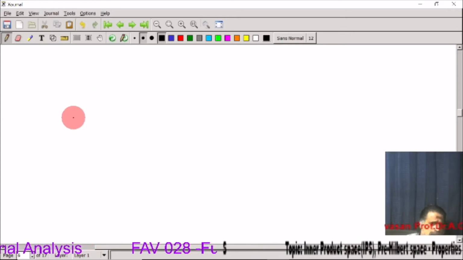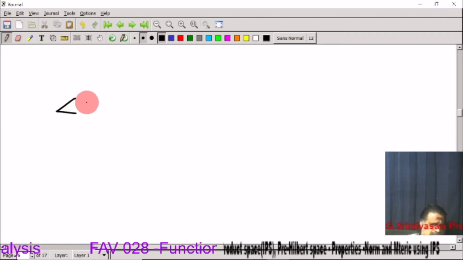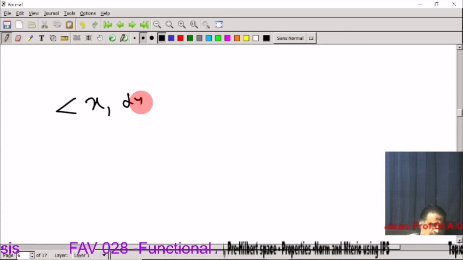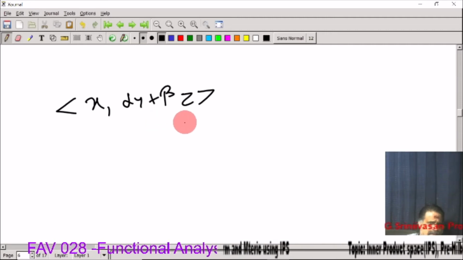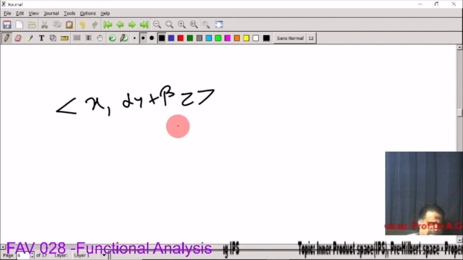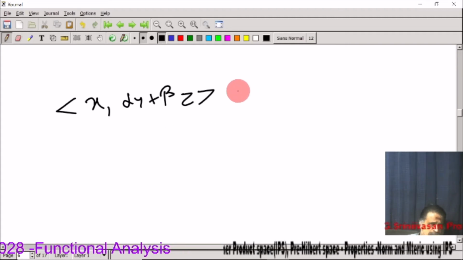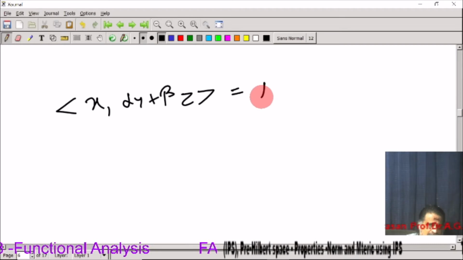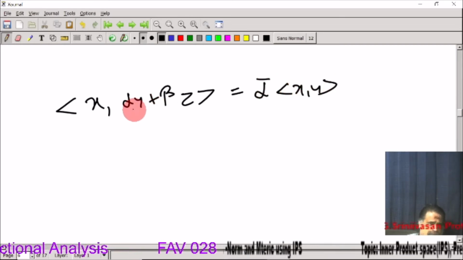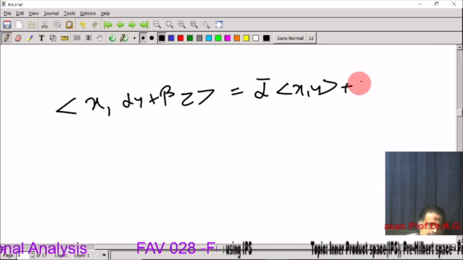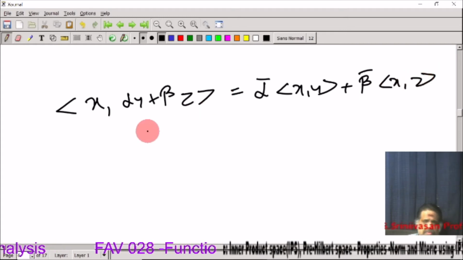Now let's take the inner product x comma alpha y plus beta z, for some alpha and beta. The alpha and beta are important for me. I just take two, alpha and beta, as I like. But this is by definition alpha bar xy, because alpha is in the second component, plus beta bar xz. You know this by the property we just now proved.